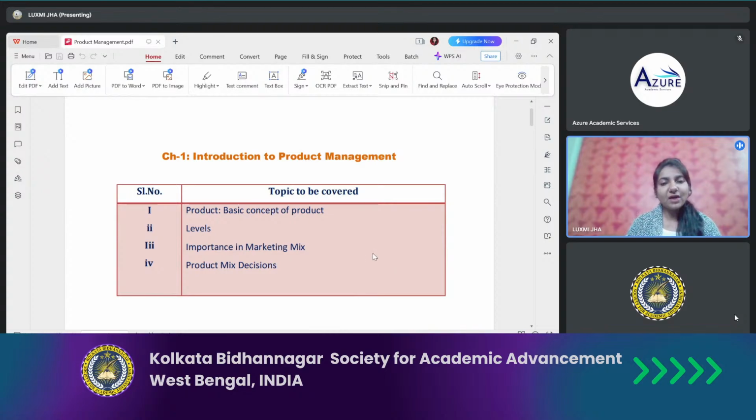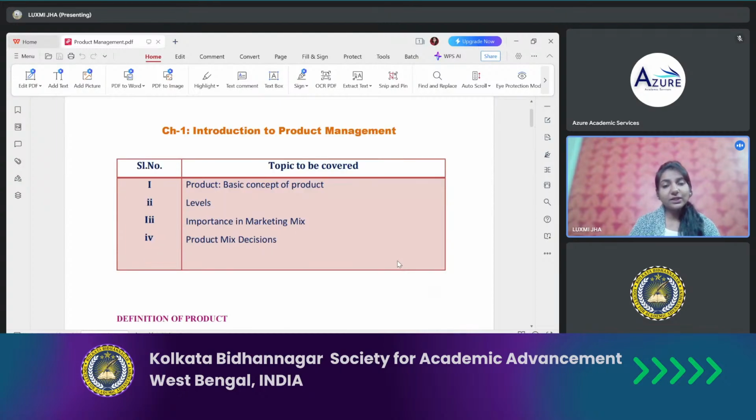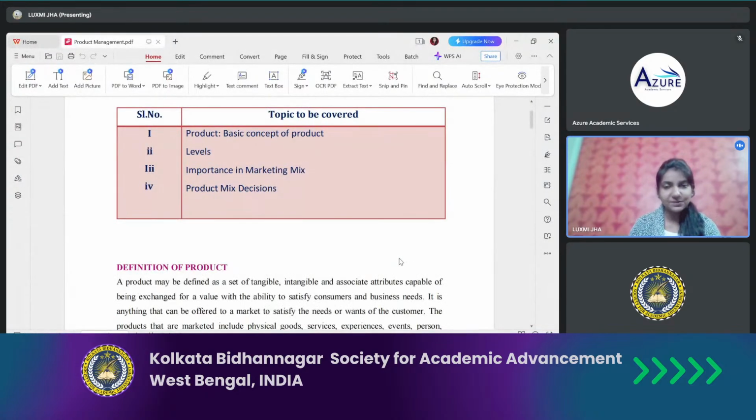So here we are going to cover certain topics today, that is the basic concept about the product. We will be talking about the different levels of the product. We will be talking about the marketing mix, the importance of marketing mix, and how product decisions take place or help in decision making in marketing management.